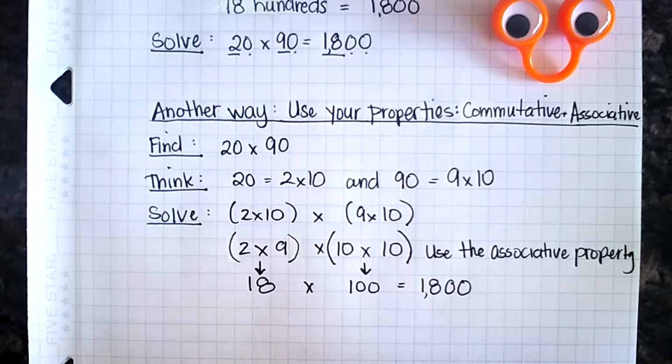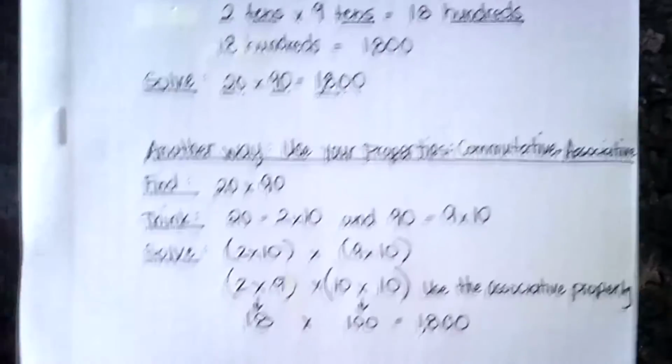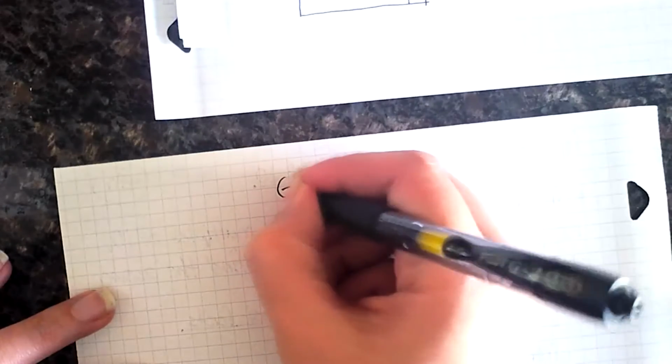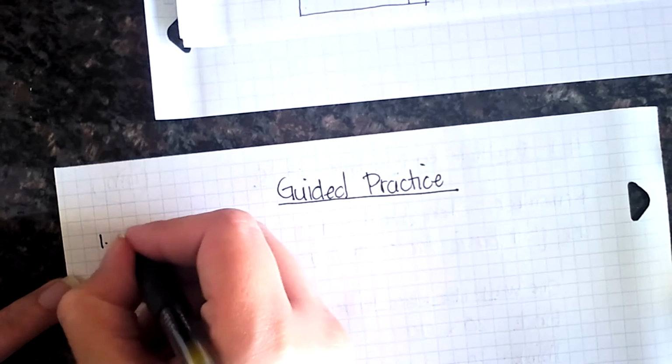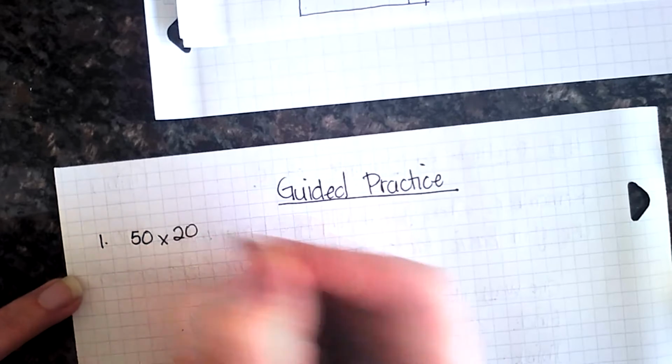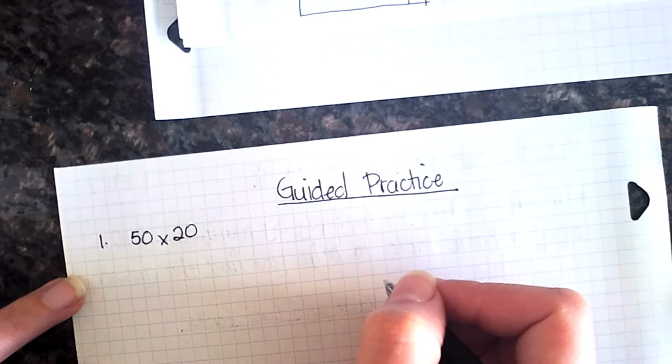Now, let's take a look at our guided practice questions so that we're able to solve those together. Our first one says find 50 times 20. How many zeros are in the product? Explain. So I'm going to go ahead and flip onto the back of my paper over here, and we're going to label our guided practice. We need to do 50 times 20. How many zeros are in the product?